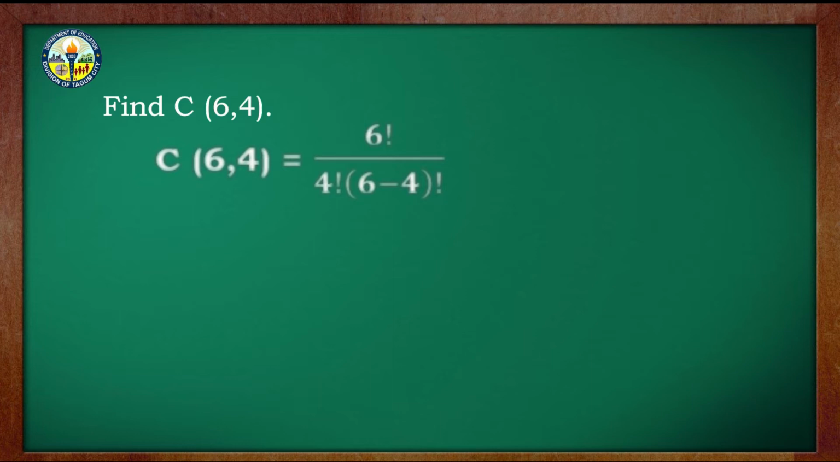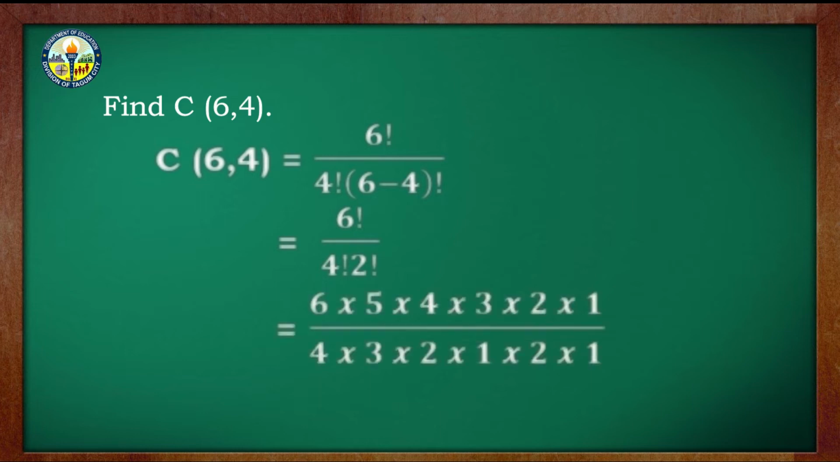Combination of 6 taken 4 at a time is 6 factorial over 4 factorial times the quantity of 6 minus 4 factorial. Then, subtract 6 and 4. This becomes 2. That is 6 factorial over 4 factorial times 2 factorial. Next, find the factorial of 6, 4, and 2. This becomes 6 times 5 times 4 times 3 times 2 times 1. 4 factorial is 4 times 3 times 2 times 1, and 2 factorial is 2 times 1.